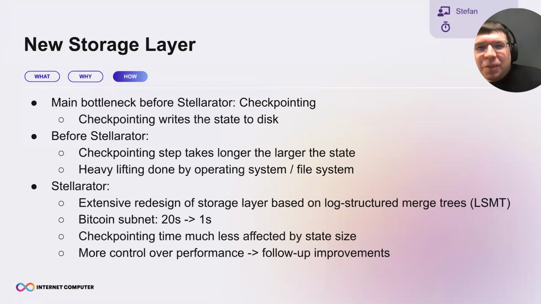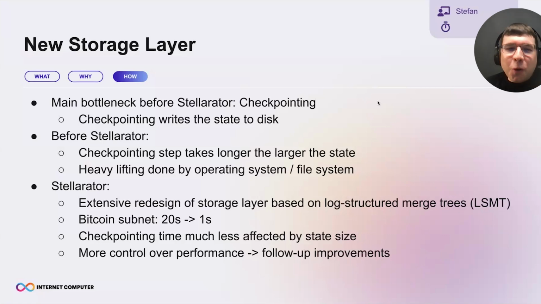On a more technical level, what allowed the IC to increase the state size limit is the new storage layer. The bottleneck that kept us at 700 gigabytes was checkpointing. Checkpointing is the part of the replica process that writes the state to disk. And before Stellarator, with the old storage layer, it had two very unfortunate properties. One was checkpointing would take longer and longer the larger the state, which naturally imposes a limit on how large the state could get with reasonable checkpointing times.